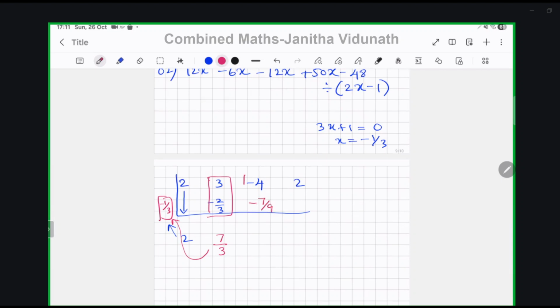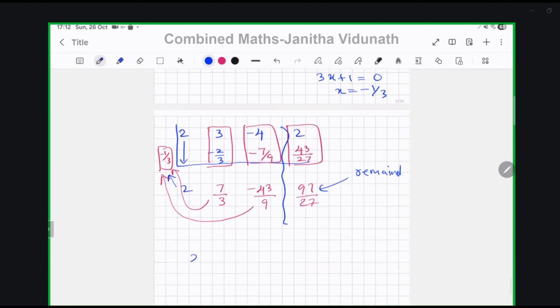Then we need to add up those two numbers. It will give us 9 times 4 is 36, that means minus 43 over 9. Then we need to multiply it with our number inside the box. Then it will give 43 over 27. Now we need to add those two numbers. 2 plus 43 over 27 means 54 plus 43 over 27. That means 54 plus 43 is 97, 97 over 27. Then this is the final remainder.